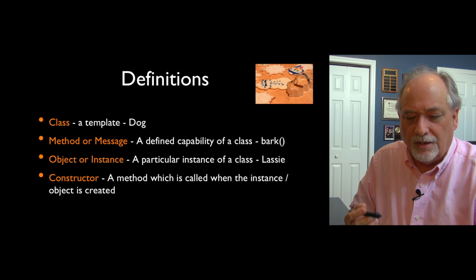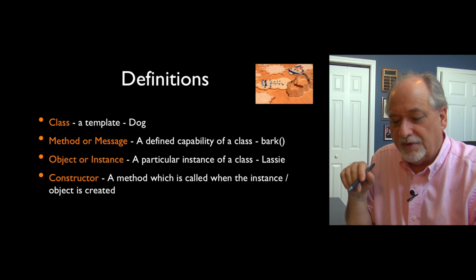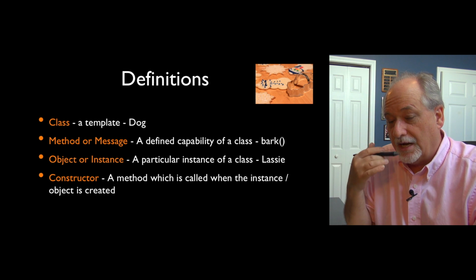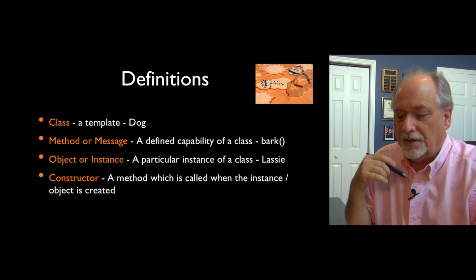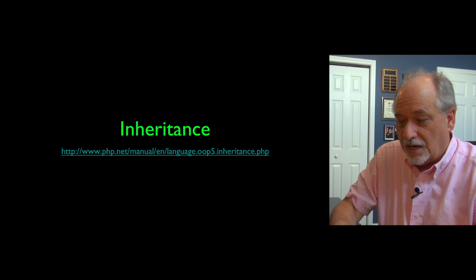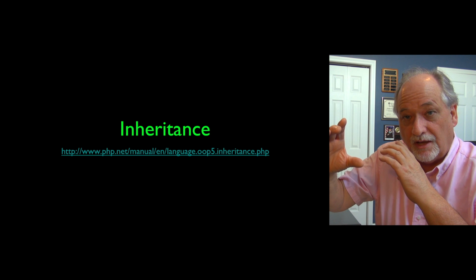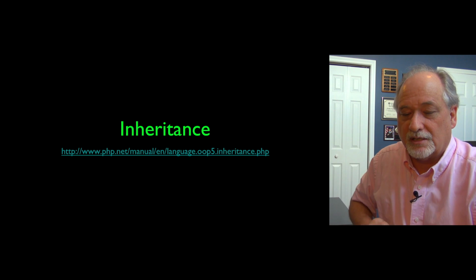So again, hitting on all these: a class is a template, a method is a function that's inside of a class, an object is the actual thing, it's a variable, and the constructor is that which you call the moment it's created. So the next thing I want to talk about is how we do inheritance from one object, from one class definition to the next class definition.